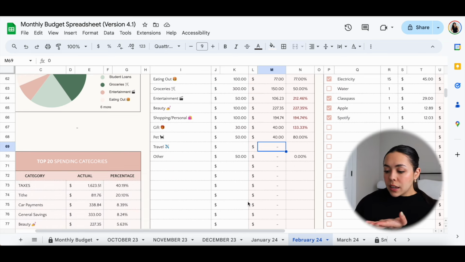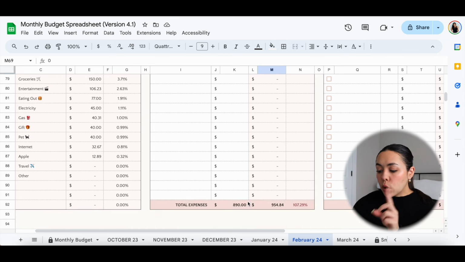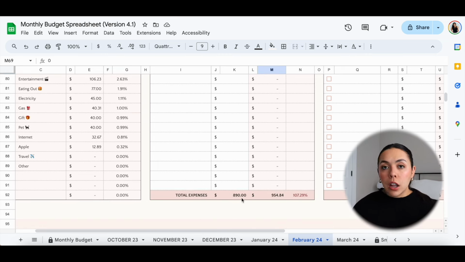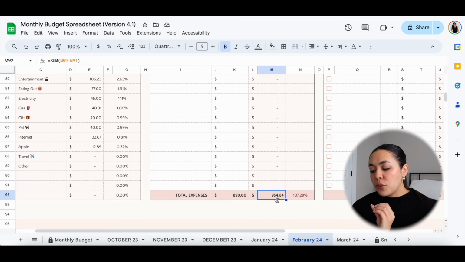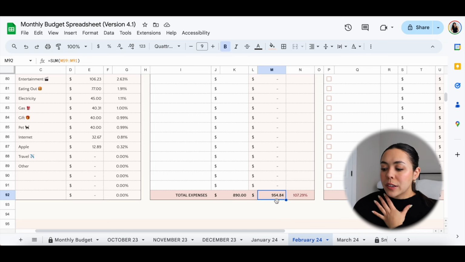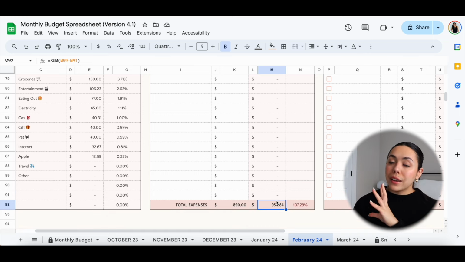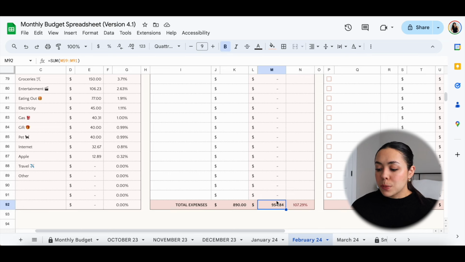So, drum roll, my goal was to spend $890 in these variable controllable expenses, and I ended up spending a little bit over that, but not too much, with spending $955 this month. So still under $1,000 for my everyday variable expenses, which I feel like is pretty good for me. Again, for where I'm at, for what I'm comfortable with.